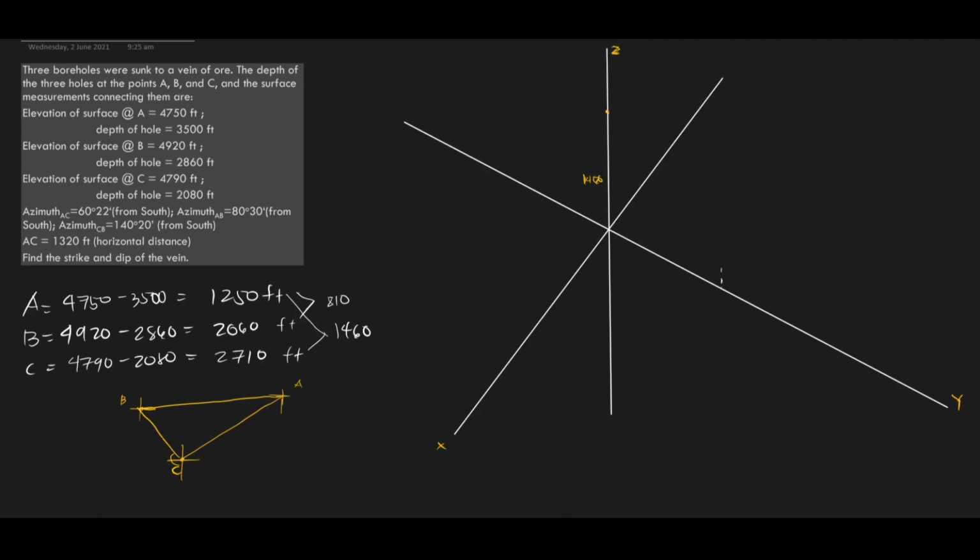So that is 810 from my horizontal plane. So this should be around here. So just an estimate. Okay. So this is 810, and then our A.